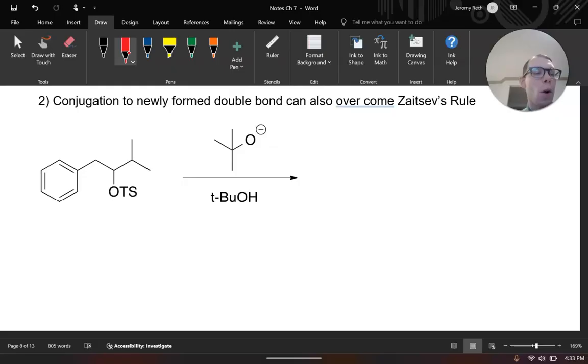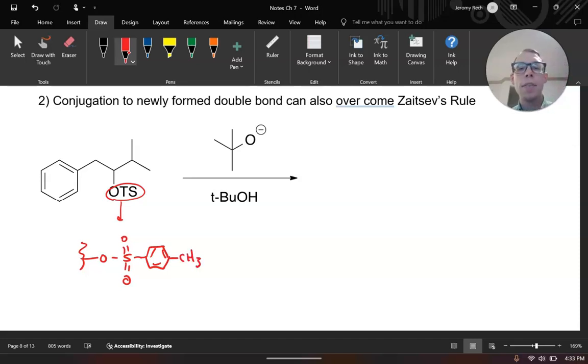So here, we're going to have an example where we have a benzene with a bunch of alkane stuff and an OTs. Reminder, OTs is a tosylate. So that is going to be an oxygen and then a sulfur that has 2 double bonds and then a toluene structure.